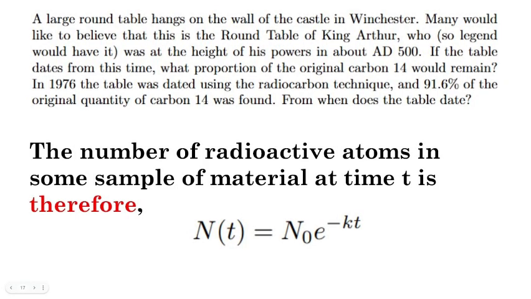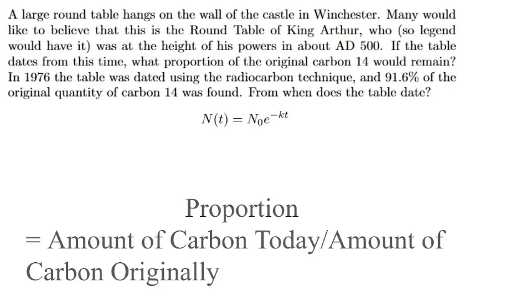Now we can begin to answer the following question. If the table dates from 500 AD, what proportion of the original carbon-14 remains today? The proportion of carbon is determined by taking the amount of carbon today and dividing it by the amount of carbon originally. We can use our derived formula to calculate this.